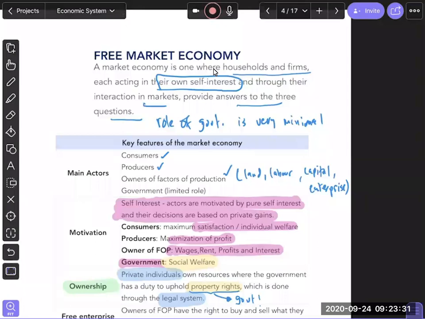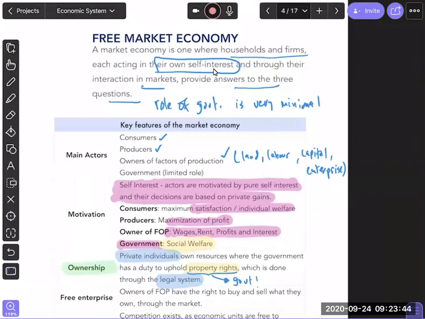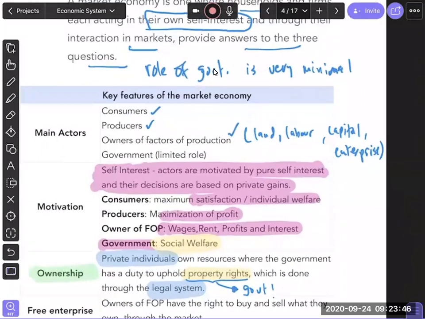What are economic systems providing us? They're providing us with an institutional framework to allocate resources. Make sense? So in a free market economy, the main actors we said were the consumers, the producers, the owners of factors of production, and the government, which has a very limited role. The key motivation of these economic actors is to maximize their own self-interest.